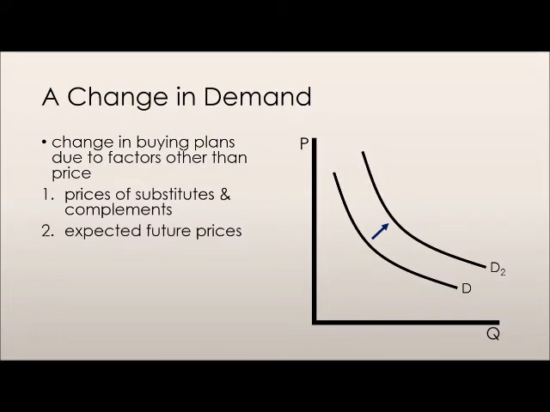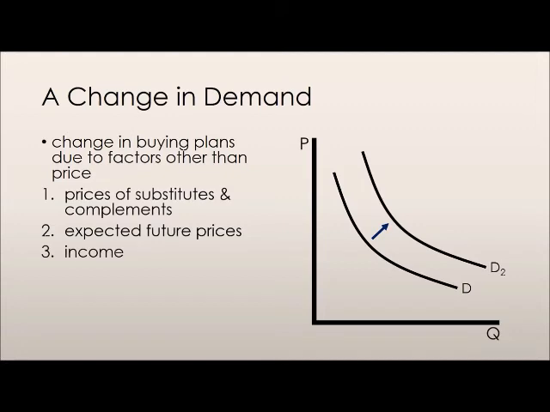The second factor that can change demand is the expected future price of a good. If I expect that 2 weeks from now the price of a granola bar is going to increase, I might as well buy it today while it is cheaper. Thus, the demand for granola bars today would increase. In the same way, if the price of granola bars was expected to fall 2 weeks from now, the demand for granola bars would decrease today.